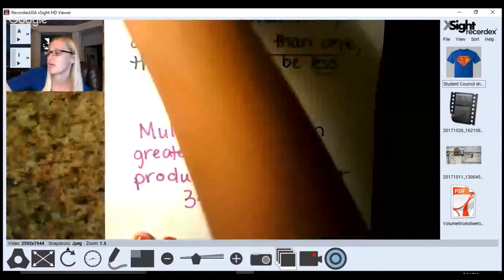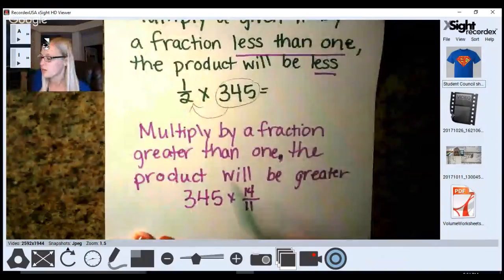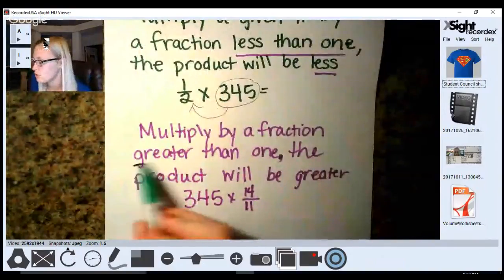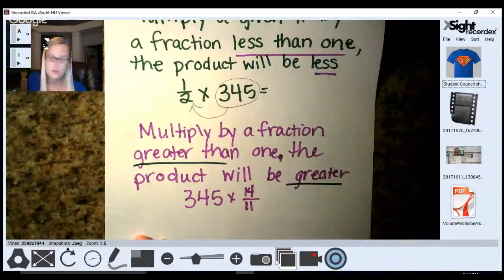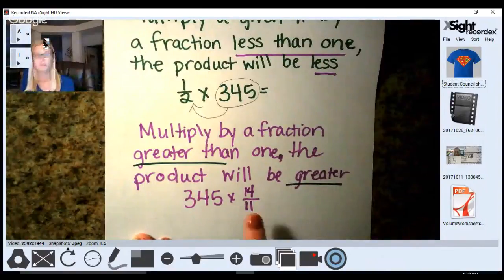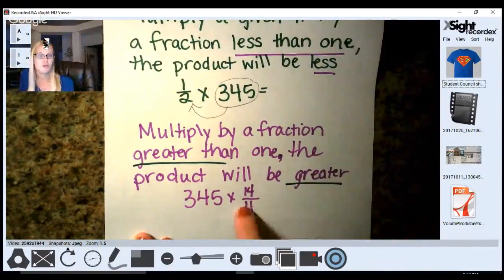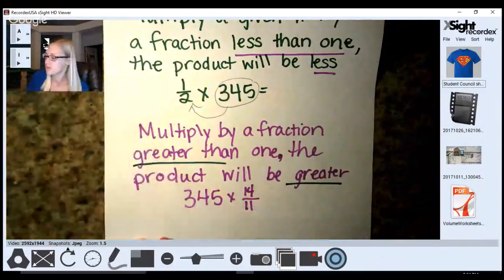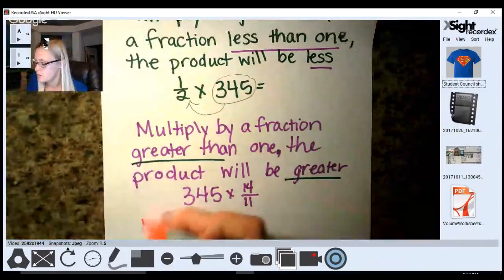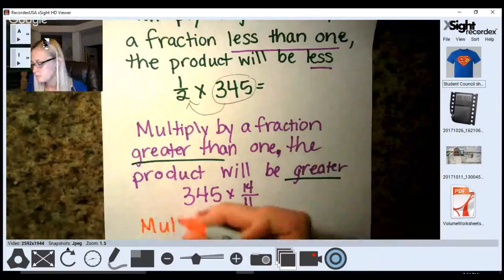So again, same thought process. If I'm multiplying by a fraction greater than 1, my product is going to be greater than the given number. So remember, this could be any number greater than 1. It could be a whole number. It can be an improper fraction like you see here. And then the last rule that we have is if you're multiplying by a fraction equal to 1.